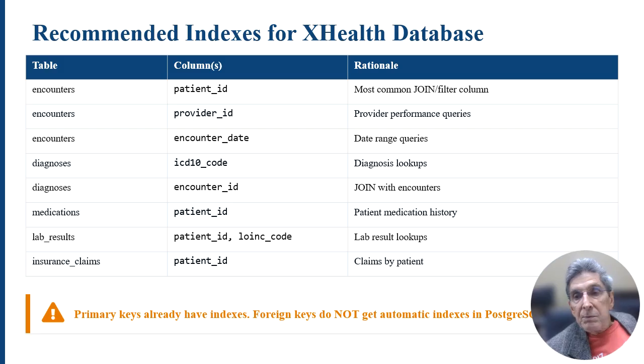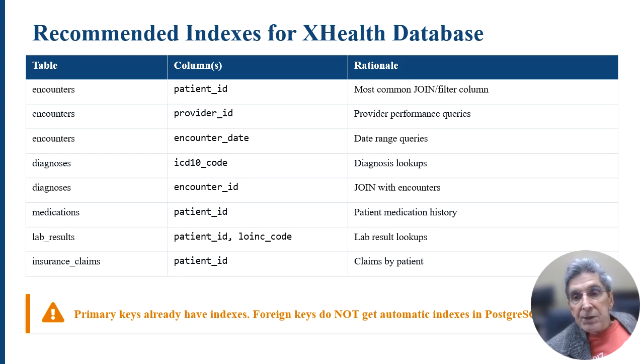How about the diagnosis table? The diagnosis table needs indexes on ICD-10 code for diagnosis lookups and encounter ID for joining back to the encounter. How about the medications table? It needs an index on patient ID for any medication histories and medication inquiries. Lab results benefit from a composite index on the patient ID and the LOINC code, since lab queries almost always specify both which patient and which test. And finally, for insurance claims, you're going to need an index on the patient ID for claims-by-patient inquiries.